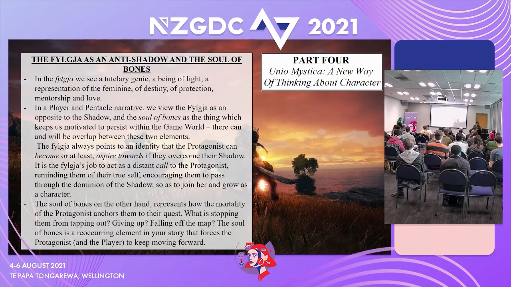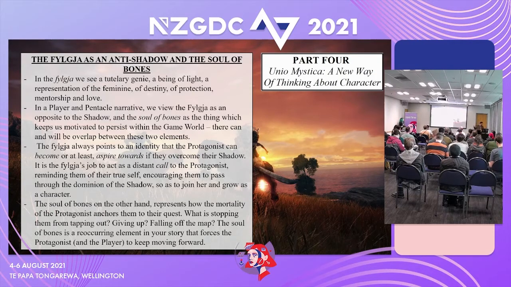Okay, so the Filger as an anti-shadow, and the Soul of Bones. In the Filger, if you remember the guardian angel character, we see a tutelary genie, a being of light, a representation of the feminine, of destiny, of protection, mentorship, and love. In a player in Pentacle narrative, we view the Filger as the opposite to the shadow, and the Soul of Bones as the thing which keeps us motivated to persist within the game world. There can and will be overlap between these two things, so don't worry too much about that.